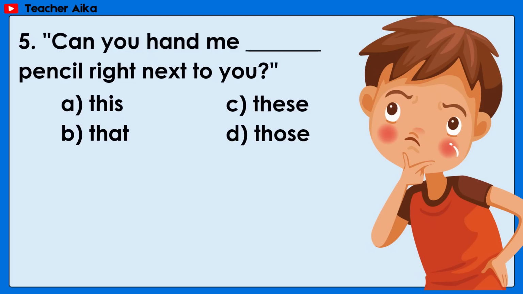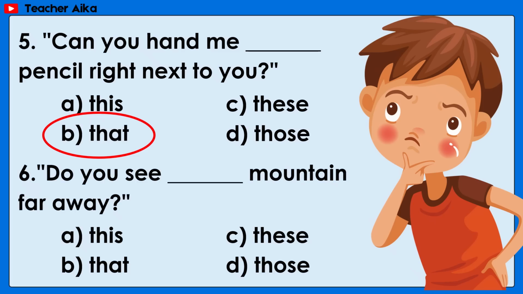Number 5. Can you hand me blank pencil right next to you? A. This. B. That. C. These. Or D. Those? Answer B, that. Number 6. Do you see blank mountain far away? A, this, B, that, C, these, or D, those? Answer B, that.